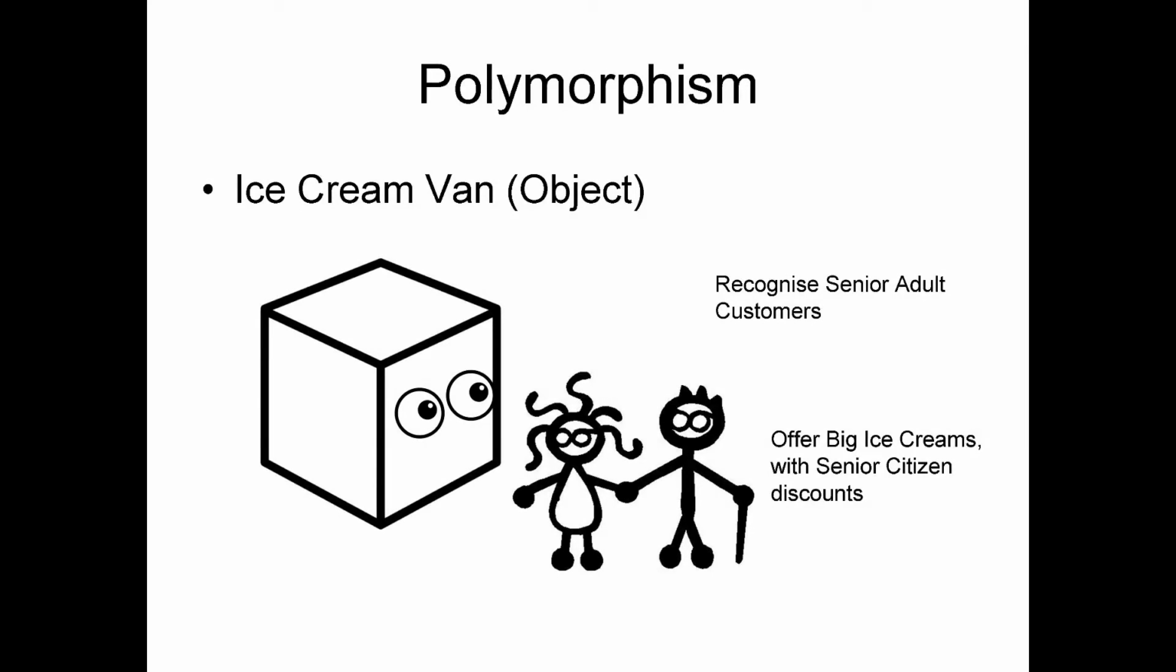Okay, now let's challenge our ice cream van object with another object. Let's have another object called senior adult customer. The ice cream van object is clever enough to recognize a senior adult customer. There will be a method inside ice cream van, and when passing a senior adult customer to the salesperson, it would recognize that you would offer big ice creams with senior citizen discounts. You would treat these people differently to the other two scenarios, and that's the greatness of polymorphism. It's clever, it recognizes different objects, and it treats them differently and appropriately.